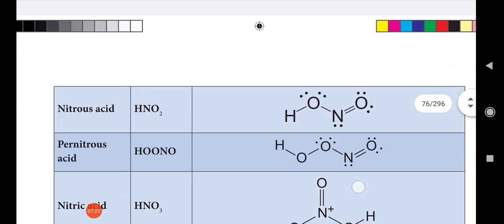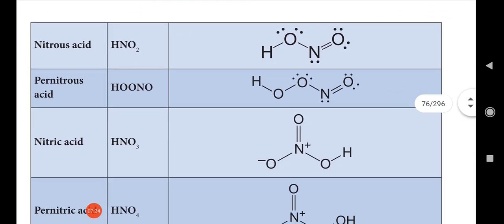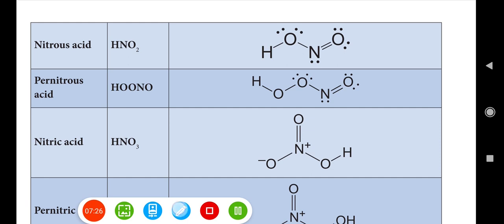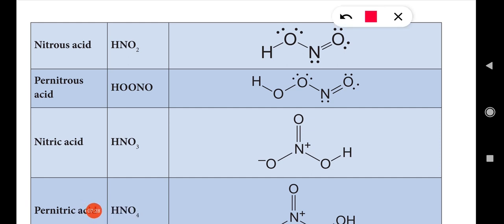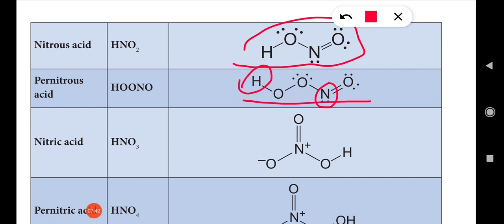Then nitrous acid. So nitrous acid, HNO2. This is the structure of nitrous acid. Then pernitrous acid. This is the structure for pernitrous acid. Only one nitrogen is present and one hydrogen is present, and it contains 3 oxygen atoms. 2 here and 1 more oxygen is here.